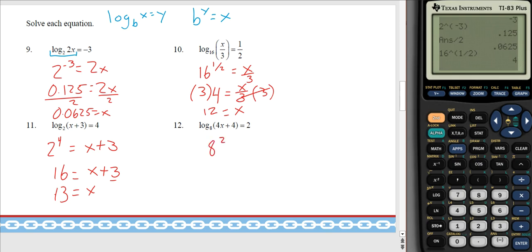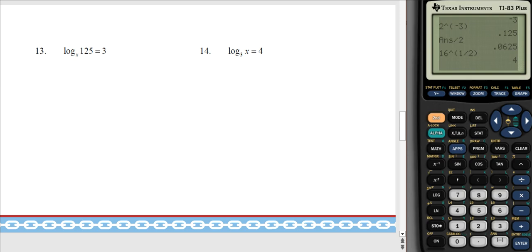Number 12, 8 squared equals 4x plus 4. 8 squared is 64 equals 4x plus 4. And then I just start working to isolate x. So I subtract 4 from both sides, and then I would divide out the 4. So I would get x equals 15. So a go-to strategy is to switch the form. I can continue to use that on 13 and 14.